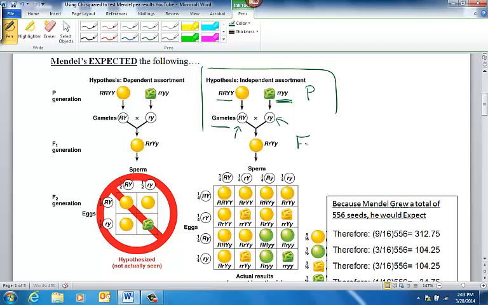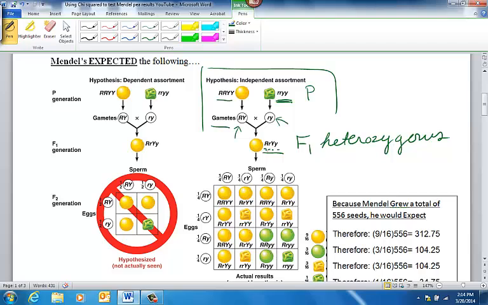So obviously the F1 generation would get one big R, one little r, one big Y, one little y. And so all of the F1 generation were heterozygous, but they appeared with the dominant phenotypes, so yellow and round.